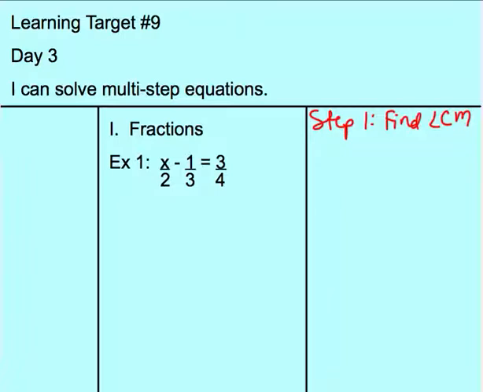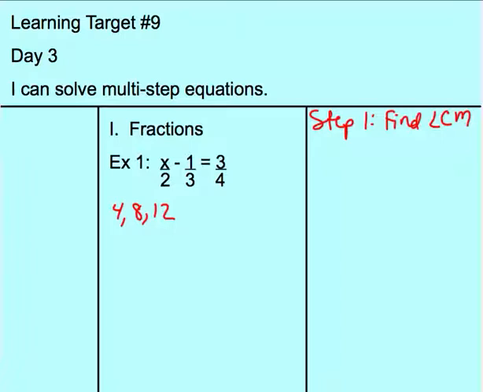Actually, in this case, I think I'm just going to do the list. So 4 times 2 is 8. 3 does not go into 8. 4 times 3 is 12. 2 goes into 12, and 3 goes into 12. So 12 is our least common multiple or common denominator.